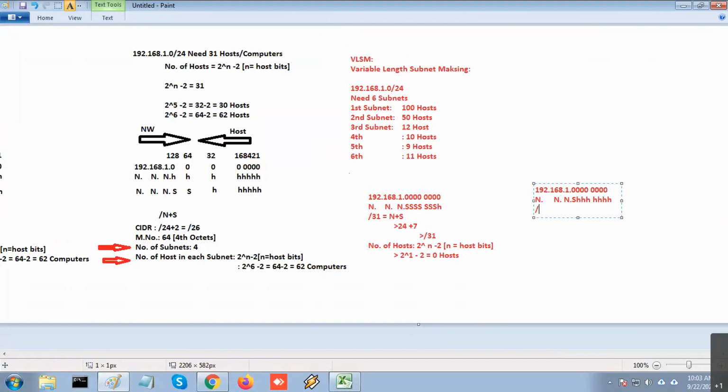Slash 24 plus 1, how much? 25. Slash 25. So 25 means how many hosts will come? The number of hosts is 2 power n minus 2. 2 power 7 is 128 minus 2, equal to 126 hosts I'll get. So what is the CIDR now? /25. Now what is the magic number?